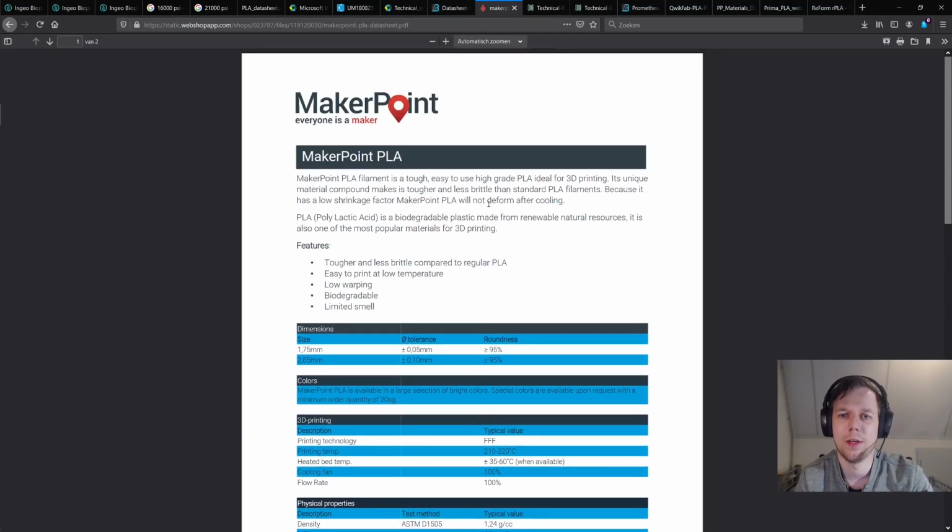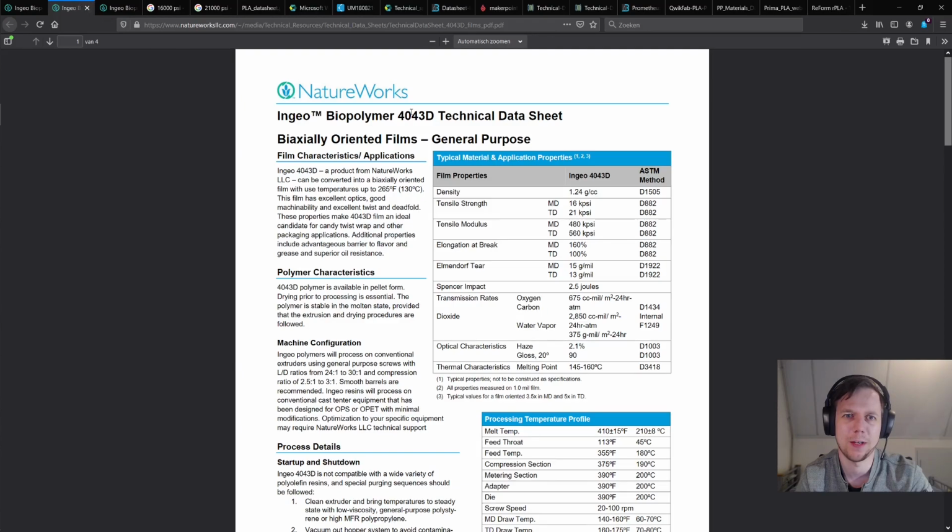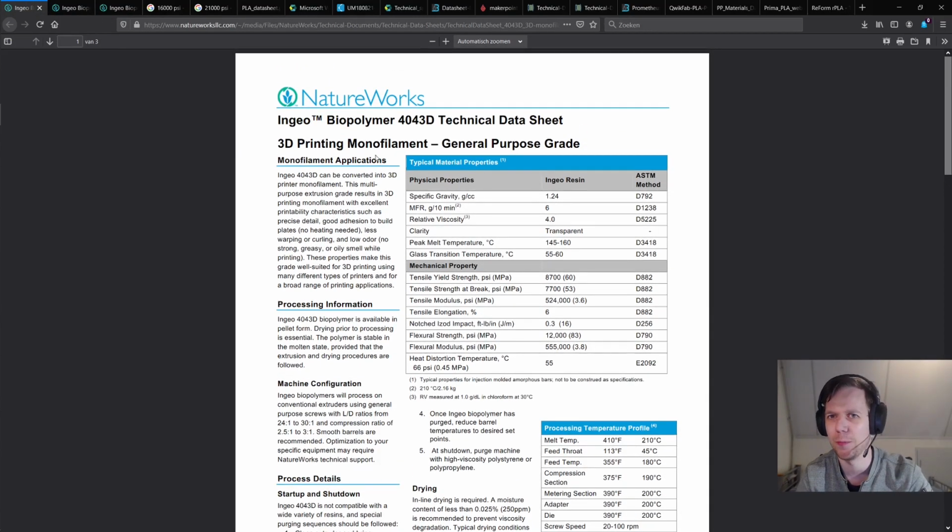And these guys also claim that it's a unique material compound that makes it tougher and less brittle than standard PLA filaments. I don't understand what they mean by this. Apparently they mean that 4043D is somehow different from other PLAs, but if everyone's using 4043D, then how is their thing special? Because the material properties are the exact same, apparently. And also copied from the wrong datasheet.